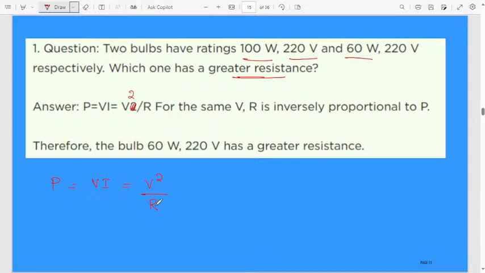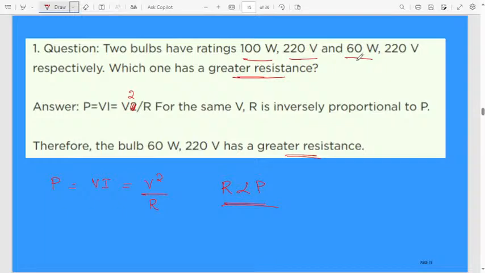From this, R is inversely proportional to P. Yes, R is inversely proportional to P. This is V square. P is equal to VI. You know V is equal to I into R. Yes, V square by R. Then here you can conclude R and P are inversely proportional to each other. Therefore, the 60 watt, 220 volt bulb has the greater resistance.